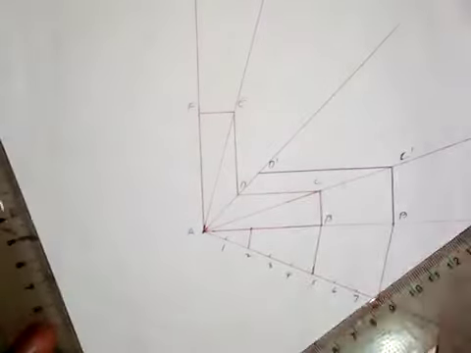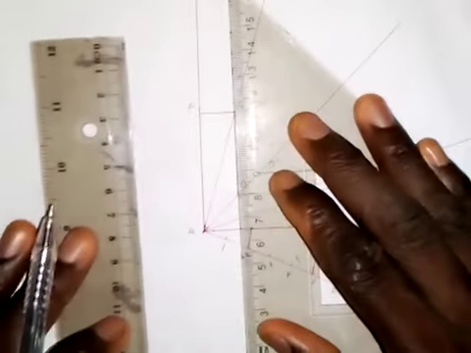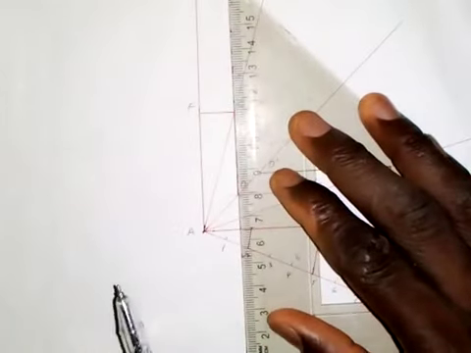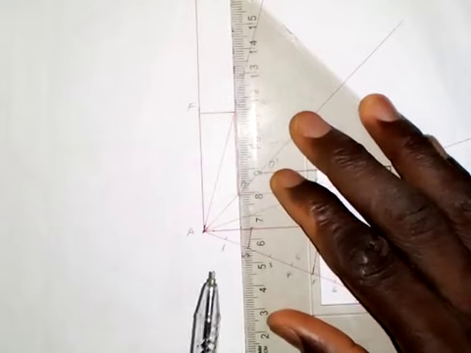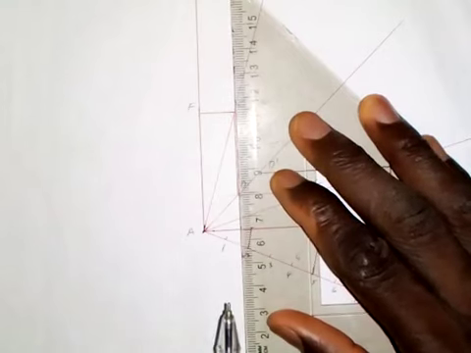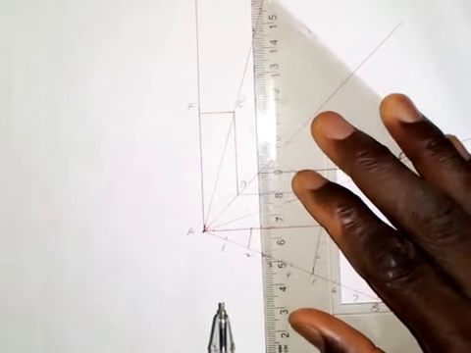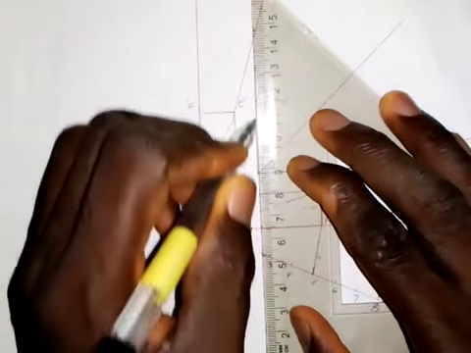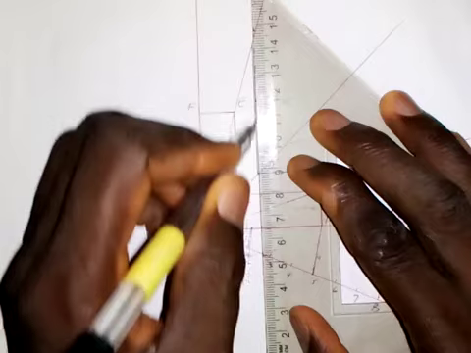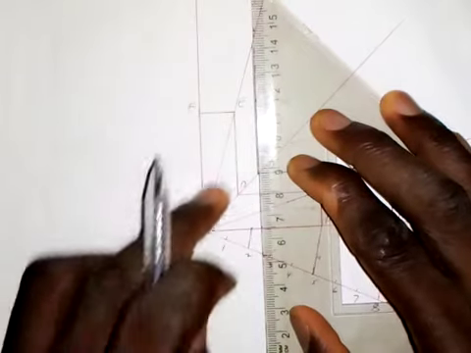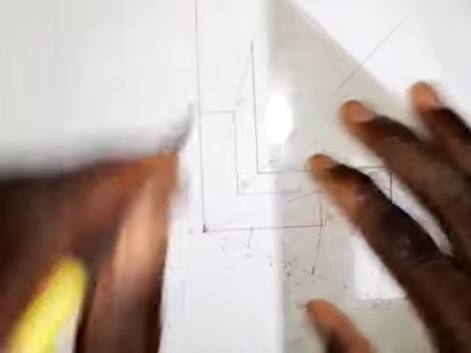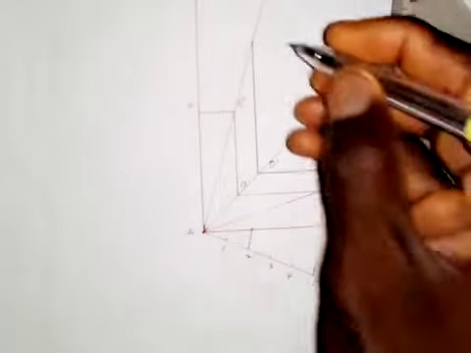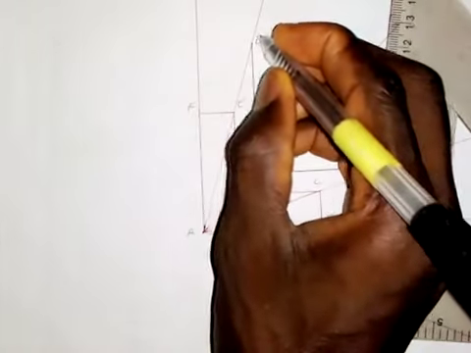Okay, so the next thing that I'm going to do is to set my set square along line DE, supporting it with my ruler like this. Then I will shift it to D1. So getting to this point D1, I will draw a line like this to meet this line that comes out from A through E. So here at this point, we have point E1.